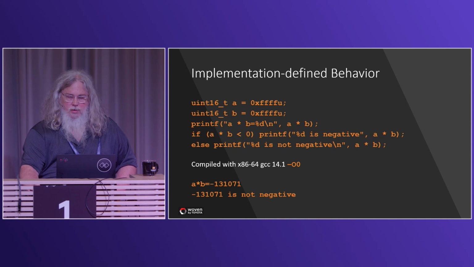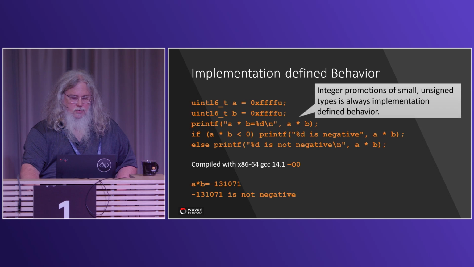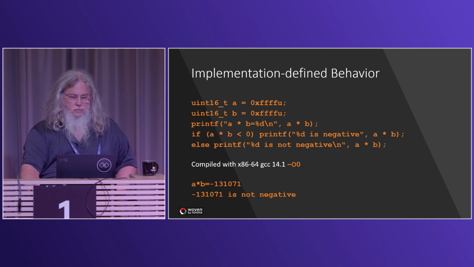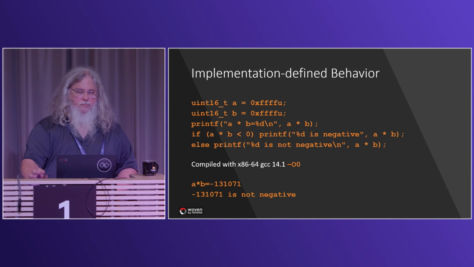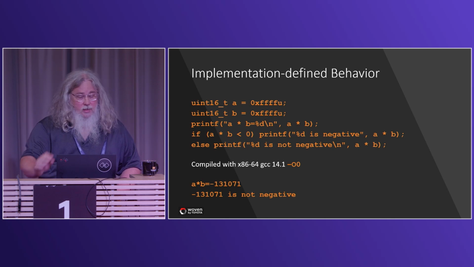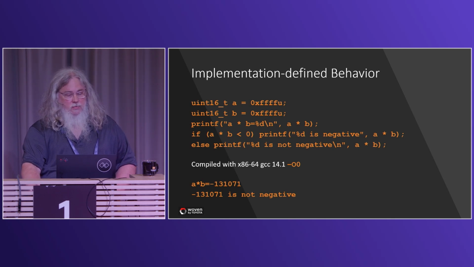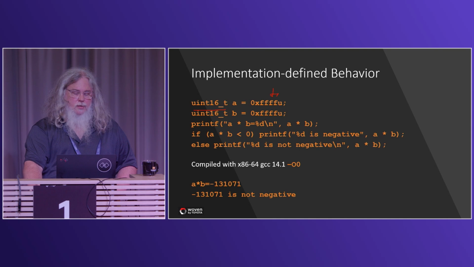So I'm trying to remember why I have this slide here. It's a fun slide. I guess I'll talk about it and then maybe I'll remember why I included it. So we have an interesting example with uint16_t where we assign it a maximum value, and then we go ahead and multiply a times b.